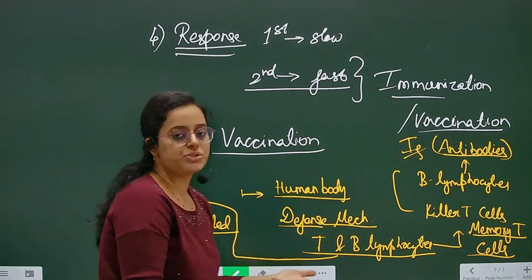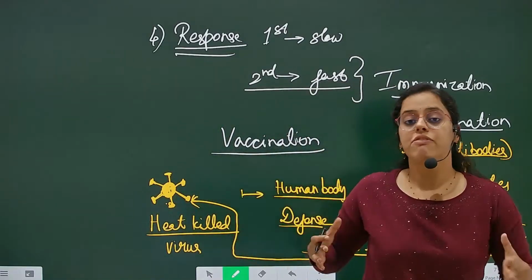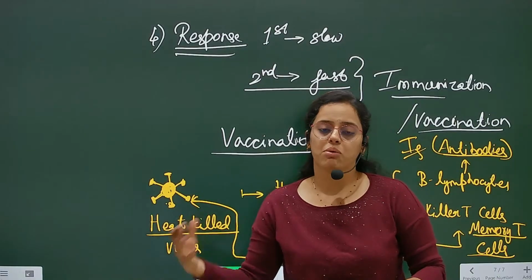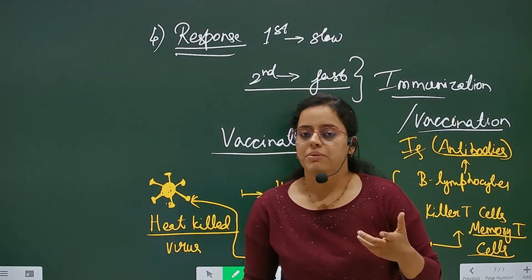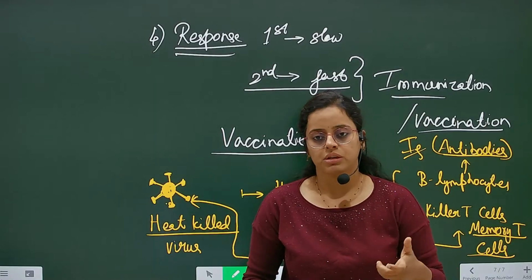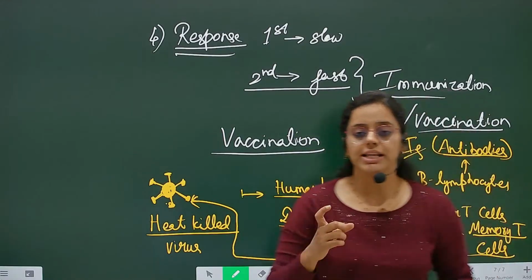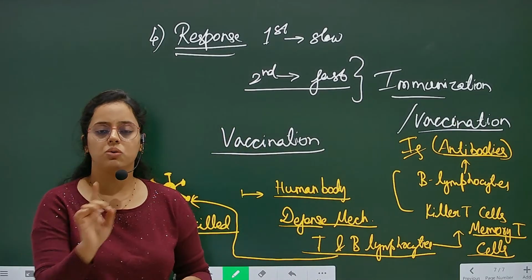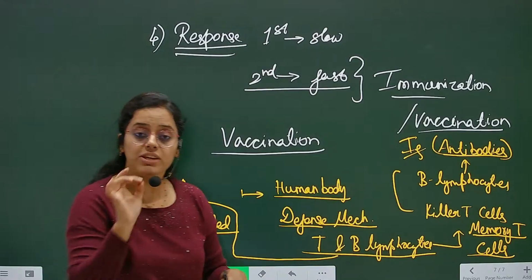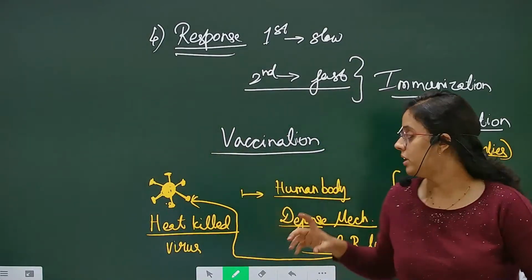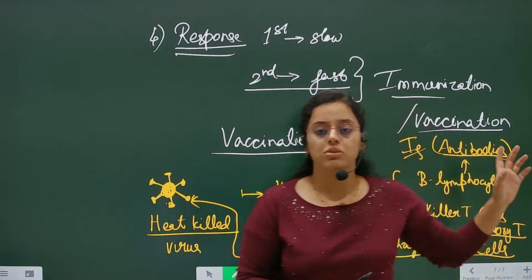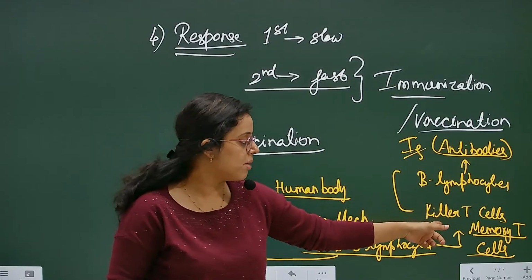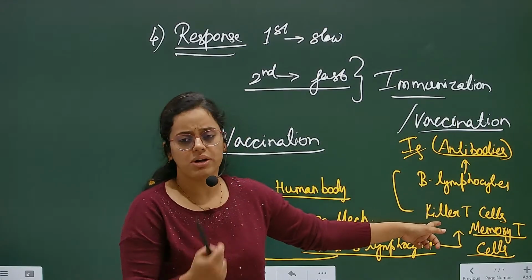Now in future, if the person is infected with the real, live polio virus, what happens? What is the second response? Immediately the memory T cells will come in contact with the polio virus and recognize the structure. Oh, this is the danger. And we have already formed immunoglobulins in the body, already formed B lymphocytes in the body, right? Already formed the killer T cells in the blood or body tissue, right?